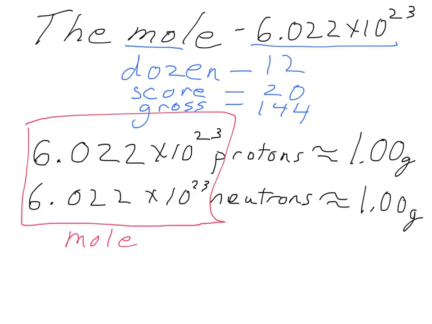The mole is so incredibly important. This 6.022 times 10 to the 23rd is so incredibly important that we give it 2 names. We refer to it not only as a mole, but you'll also hear it referred to as Avogadro's number.